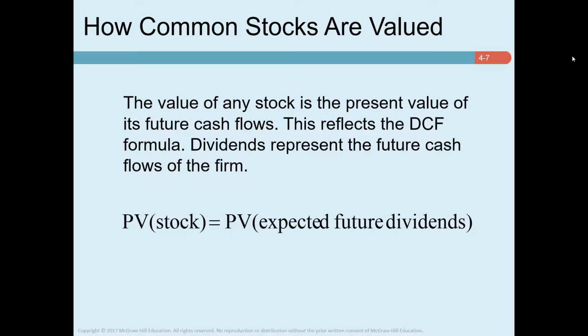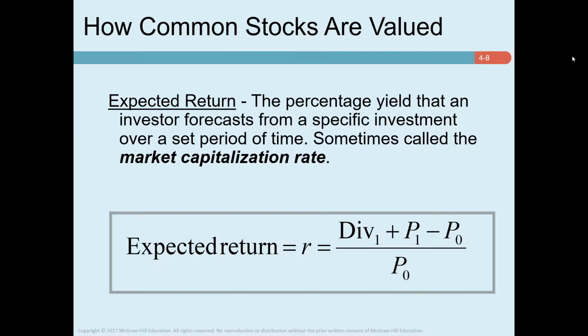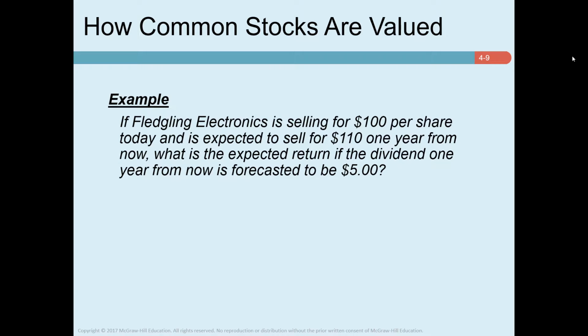So this is what we're really working with here: the present value of a stock is the present value of future dividends and essentially earnings as well. So the expected investor return is the percentage yield that an investor forecasts from a specific investment over a set period of time. It is basically what they are expected to accrue in terms of dividend and the price of the stock in the future, minus their investment. So that's the expected return, what they're expecting to earn on this investment, right?